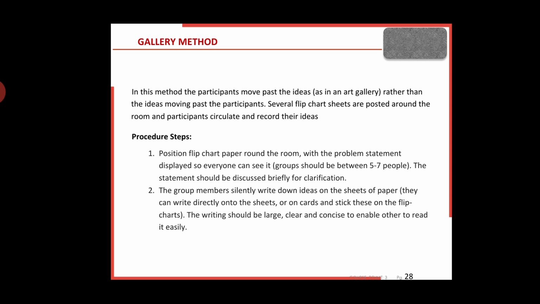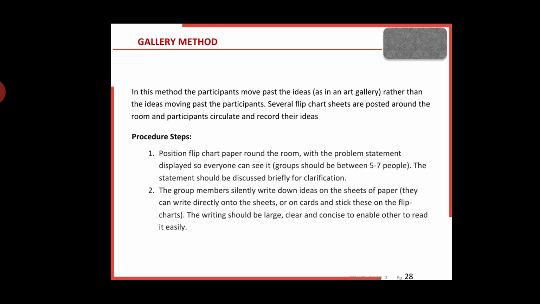We are analyzing the problem first. The problem statement is displayed so everyone can see it. Each and every person must watch it. The groups should be between 5 to 7 people; a group must have 5 to 7 people. The statement should be discussed briefly for clarification, so we know what we want to do.